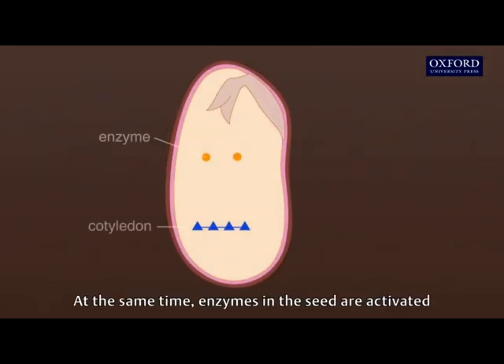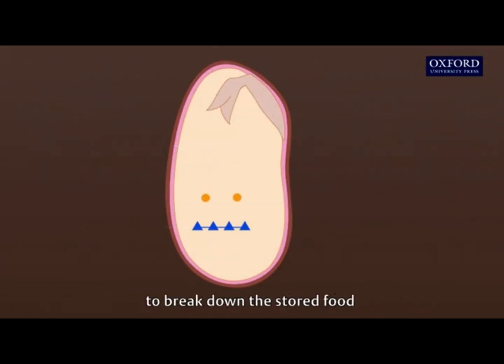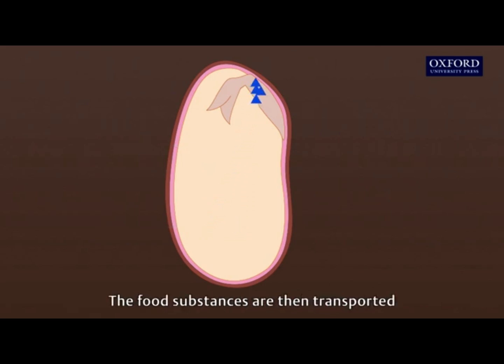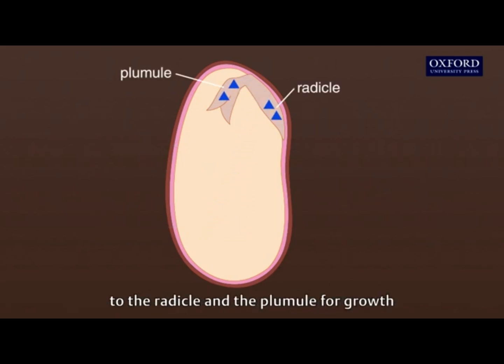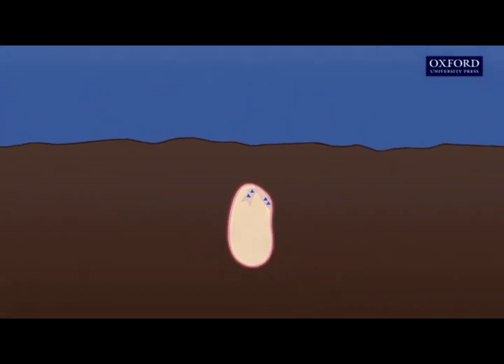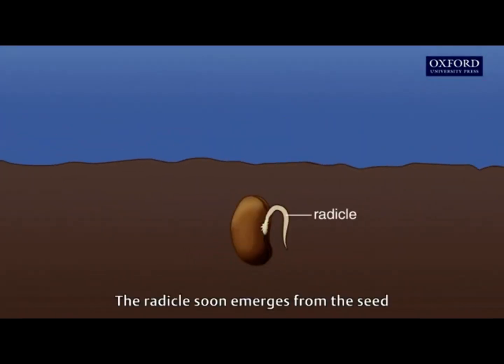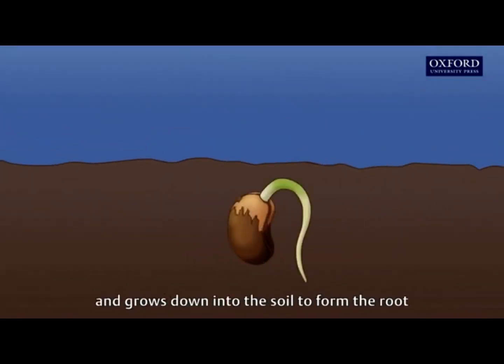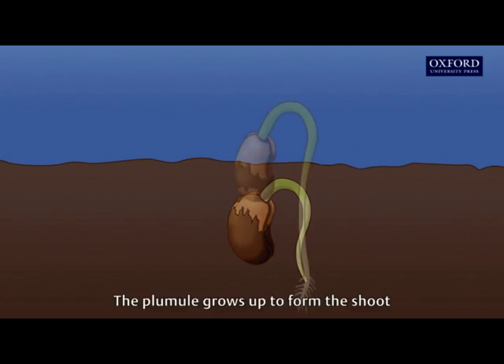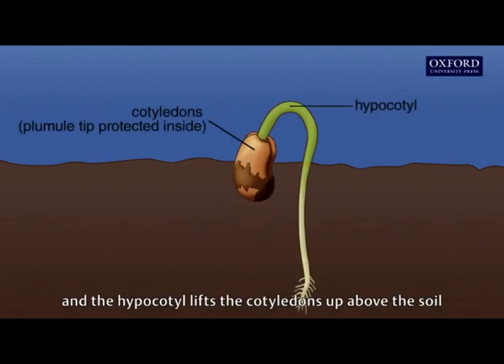At the same time, enzymes in the seed are activated to break down the stored food in the cotyledons through hydrolysis. The food substances are then transported to the radicle and the plumule for growth. The radicle soon emerges from the seed, and grows down into the soil to form the root. The plumule grows up to form the shoot, and the hypocotyl lifts the cotyledons up above the soil.